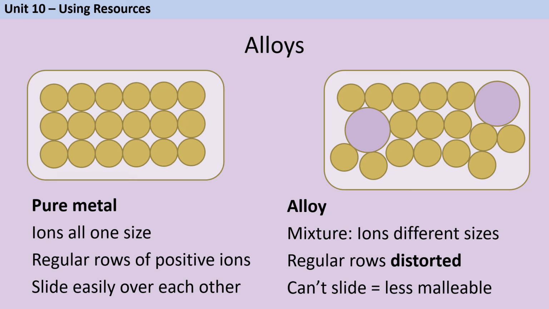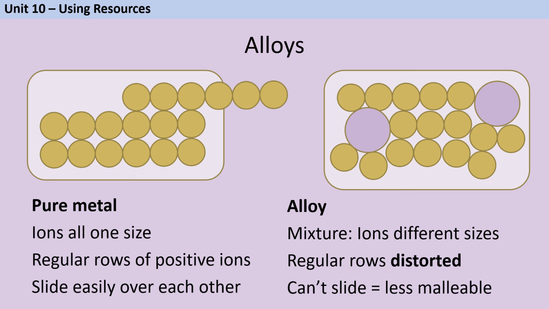An alloy is a mixture where the primary component is a metal. Pure metals and alloys have different properties to one another. Alloys are harder. If we look at a pure metal at an atomic level, all the ions are one size because they're all the same element and they form these regular rows. So if you hit a pure metal with a hammer, it's possible for one of those rows to slide over the other rows, and therefore this makes the metal malleable.